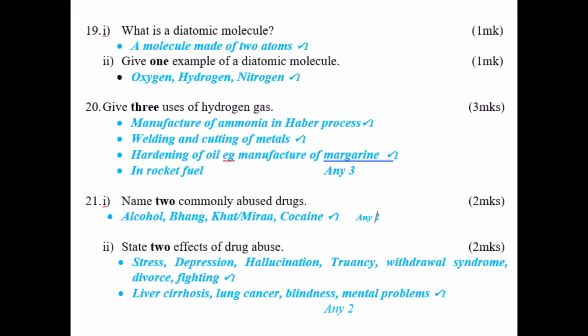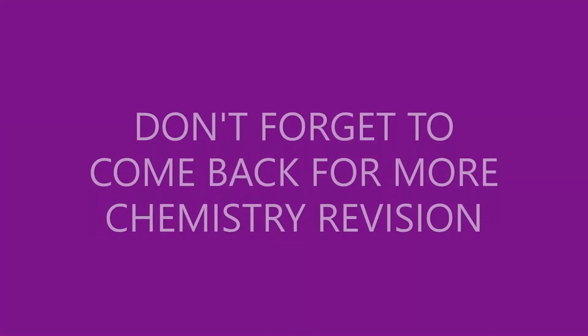When it comes to health, liver cirrhosis, like alcohol can cause that, lung cancer for tobacco. You remember now, tobacco is still another hard drug that is often abused. Blindness, some people have consumed illicit brews and it has been reported they have lost sight. Mental problems, among many others. That was a Form 1 full paper covering all the topics from introduction to chemistry all the way to water and hydrogen.